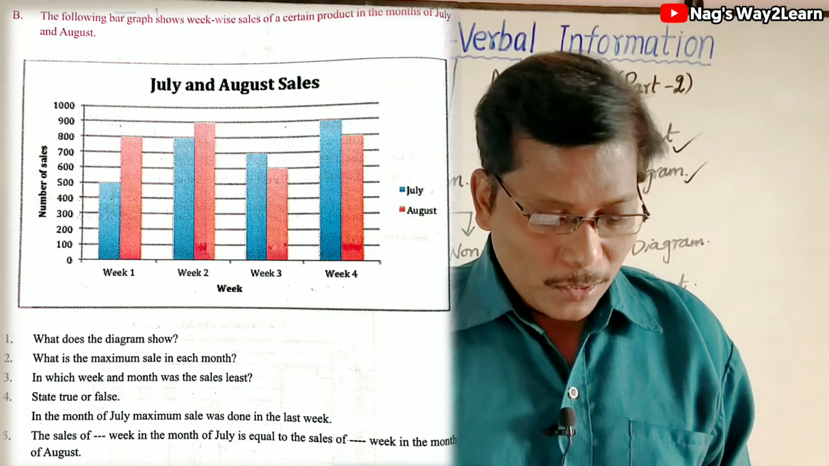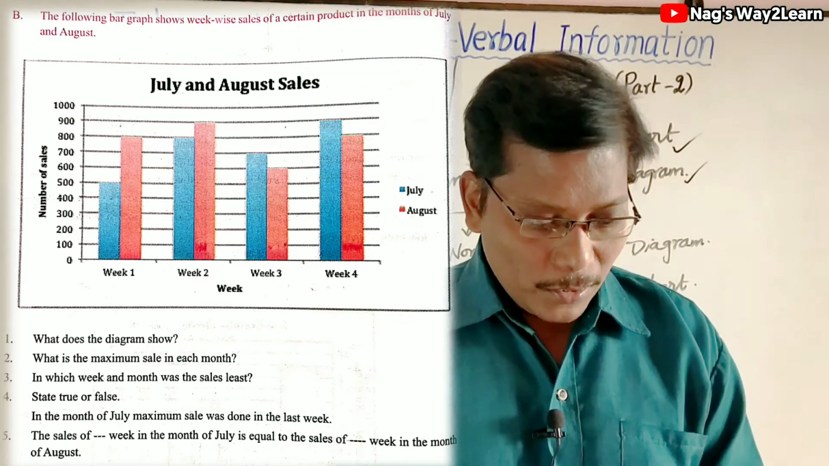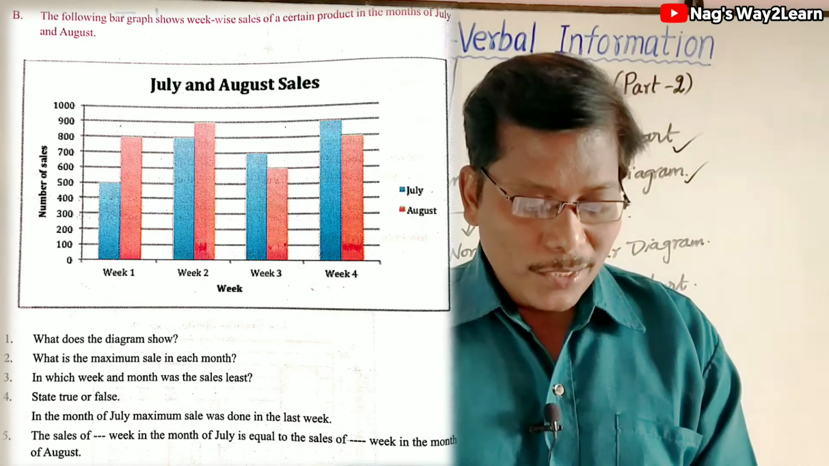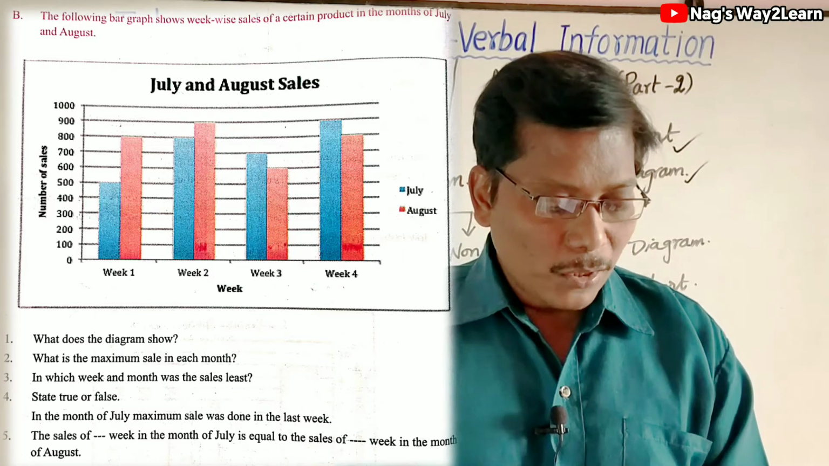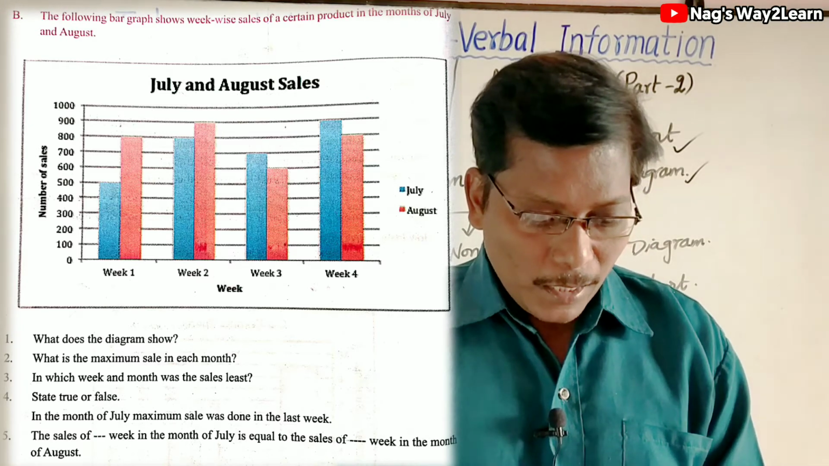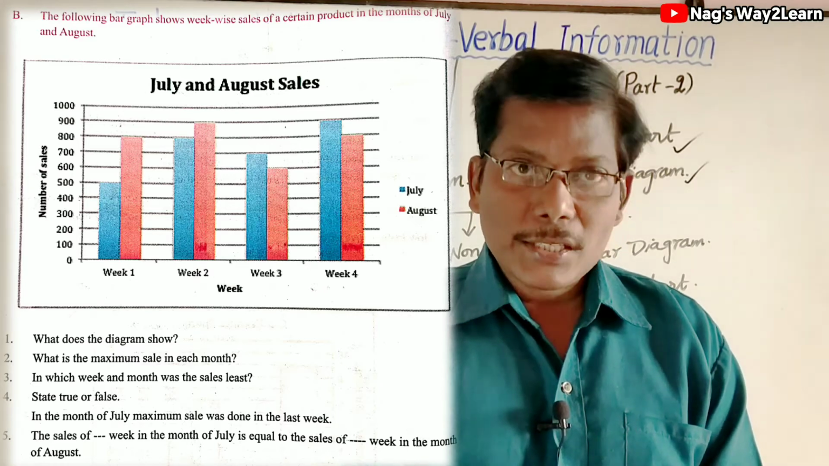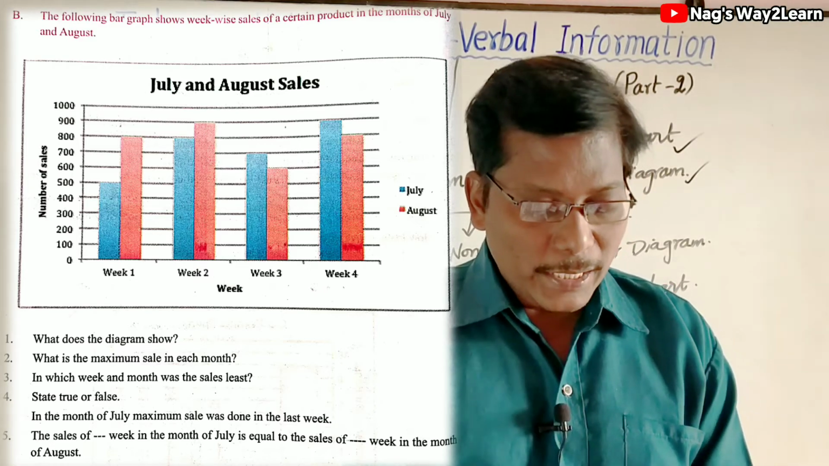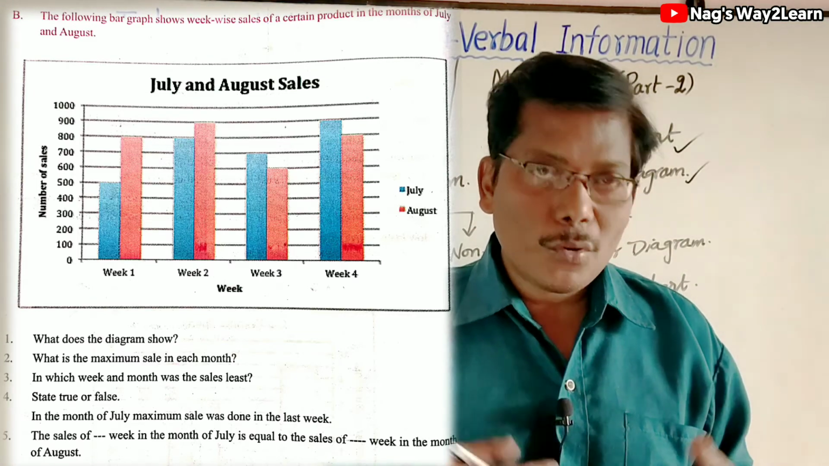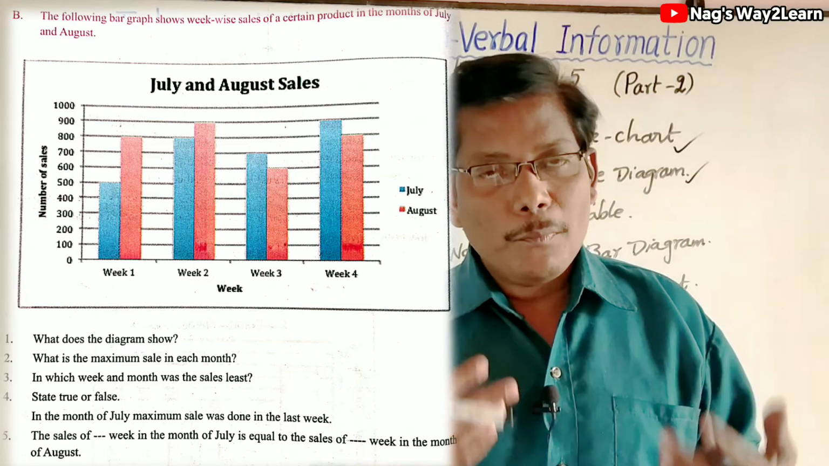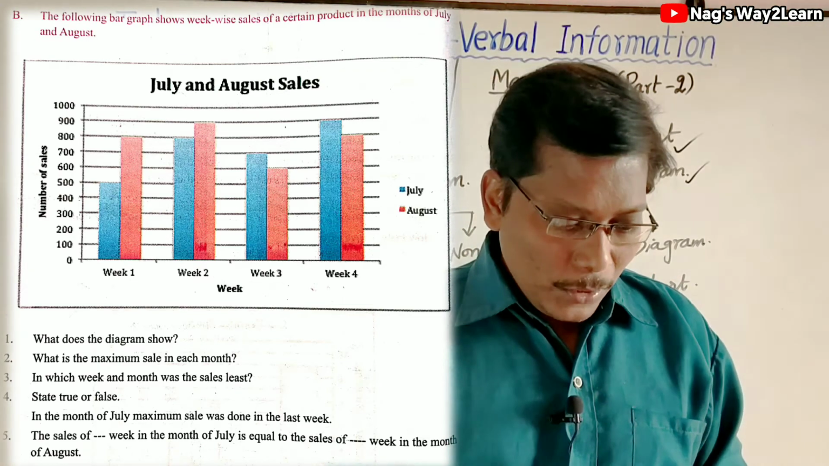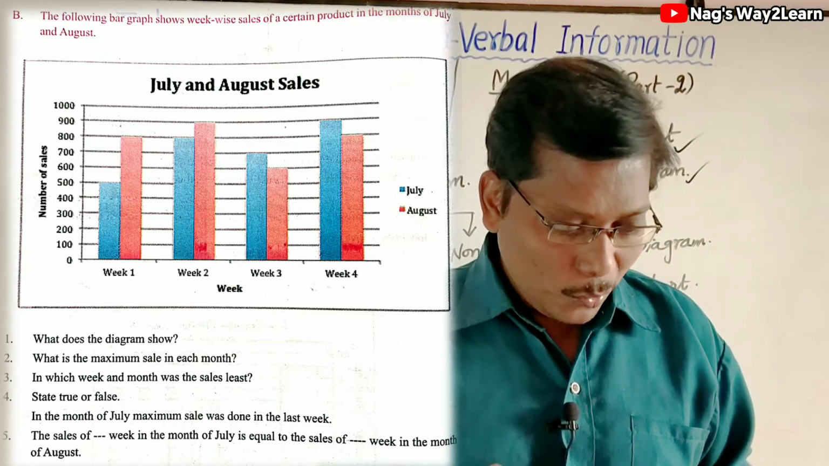So here a bar graph is given. In the bar graph, July and August sales are given. On the x-axis are week 1, week 2, week 3 and week 4, and on the y-axis the number of units sold. Moreover, blue color represents July and orange color represents the month August. So in this way you have to study the whole diagram, whether it may be a bar graph or pie diagram or flowchart or whatever it may be. Okay, so you can directly go to the questions.